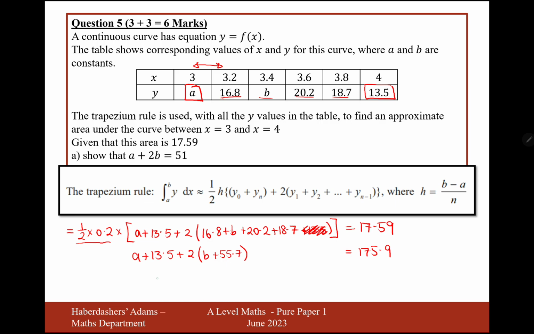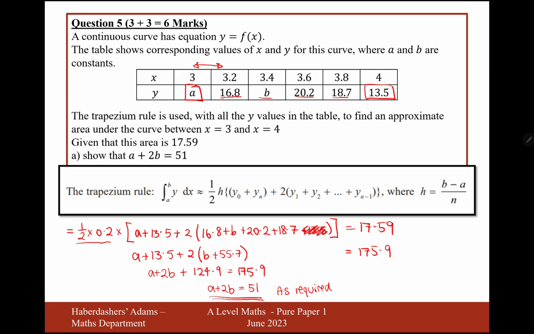175.9. So now let's expand the brackets. We're going to get a plus 2b add 55.7 times 2 add 13.5, which is 124.9, equals 175.9. And then when we do 175.9 take away 124.9, we get 51. Perfect. There we are. So we then write as required. Okay, excellent. So that's the answer to part A sorted.